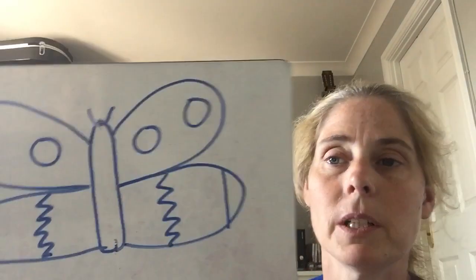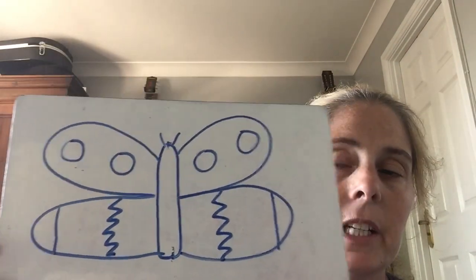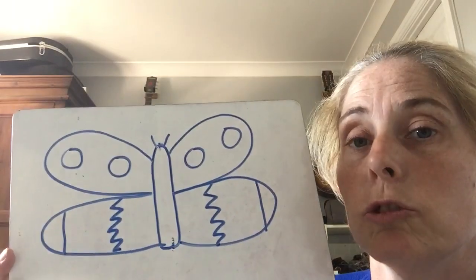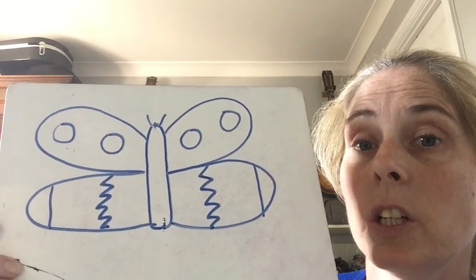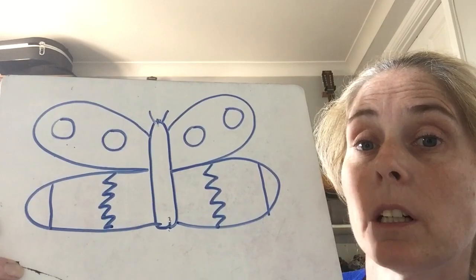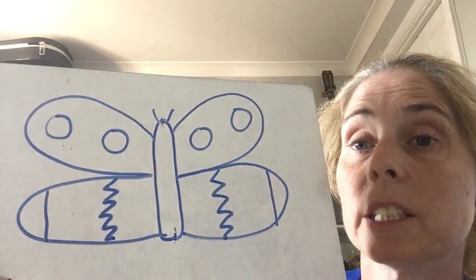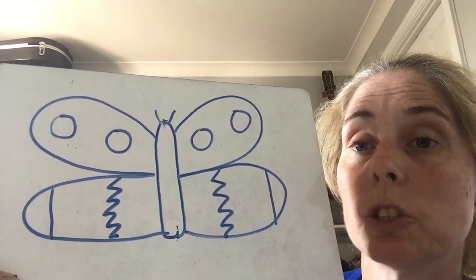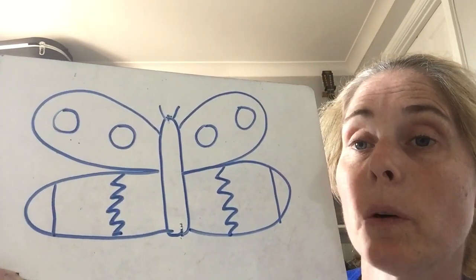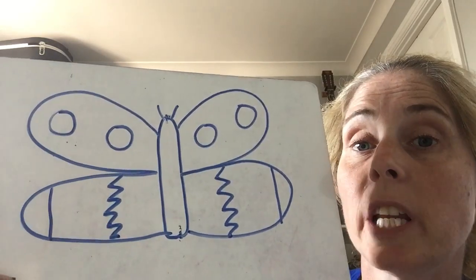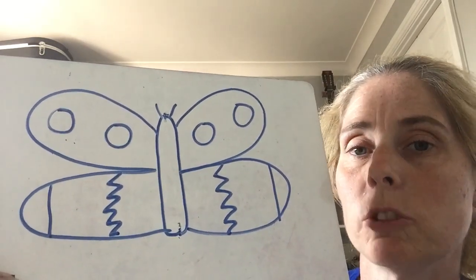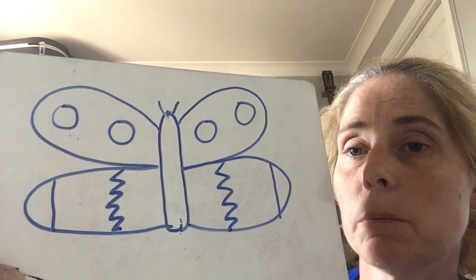So for example, if I have my butterfly here, we're going to look today at drawing lines through the middle of shapes, or wherever we can on a shape, that makes it symmetrical. It's called a line of symmetry. Now on this butterfly there is only one line of symmetry. That line of symmetry goes straight down the middle of the butterfly.